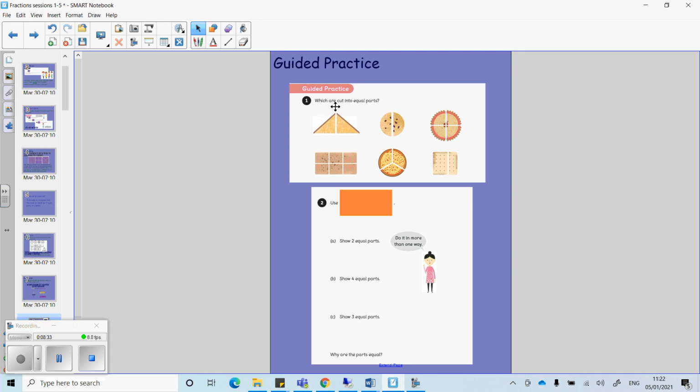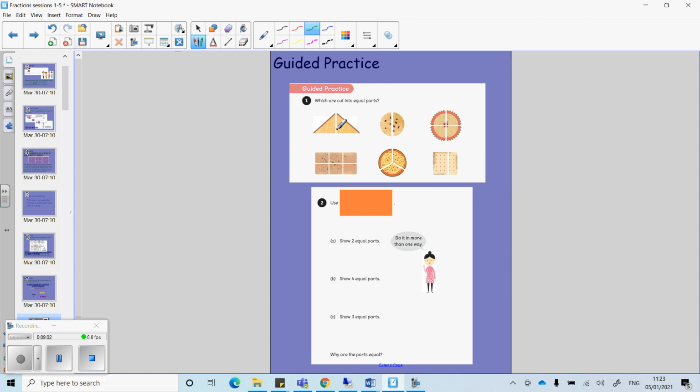Number 1, which pictures are cut into equal parts? So I'd like you to have a look at those pictures, 1, 2, 3, 4, 5, 6, and think about which ones are cut into equal parts. Which ones have parts that are the same? Hopefully, you can always pause the video, remember, if you need more time.